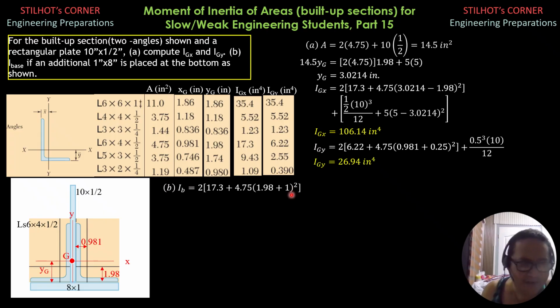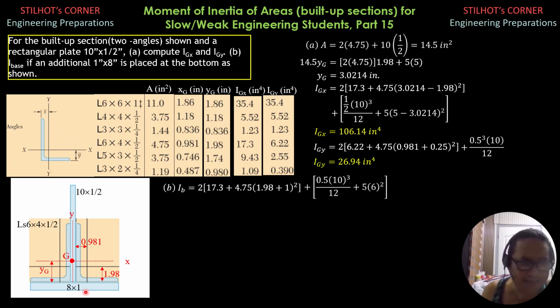The distance of the centroidal x-axis of the two angles to this base here is 1.98 plus 1, then quantity square. For this 10 by 1/2 plate, it is 0.5 10 cube over 12. That's the moment of inertia with respect to the centroid. The centroid now is at a distance 6 inches from the base because its height is 10 divided by 2, 5, then plus the thickness of the plate 1. So that makes it 6 distance. So for the rectangular plate, let's transfer the centroidal moment of inertia with respect to x to this base here. So 0.5 10 cube over 12 plus area 5, 6 square.